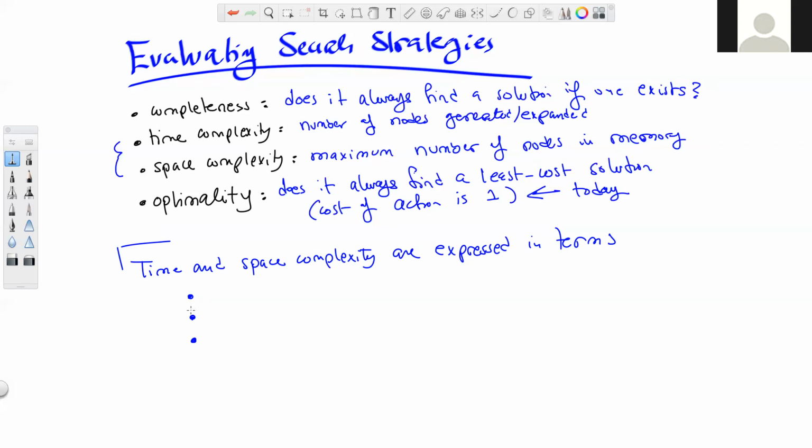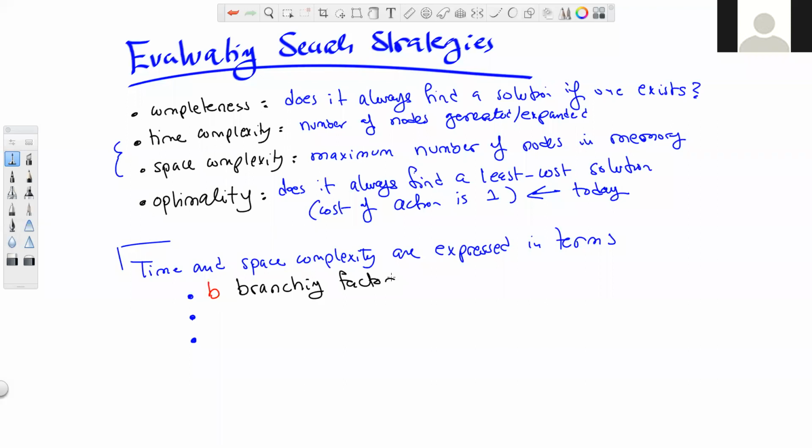Someone said the size of the state space, meaning the total number of states. Not really, perhaps could be, but I need something a little more specific. Okay, someone said branching factor. Yes, this is going to be one of them. I'm going to put it as B. So we're going to use B for the branching factor. That's one of the parameters we're going to use to express time and space complexity. I need something else.